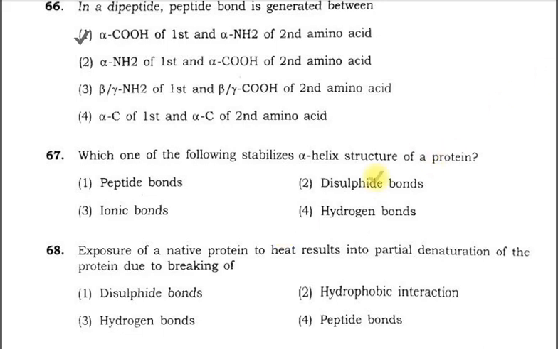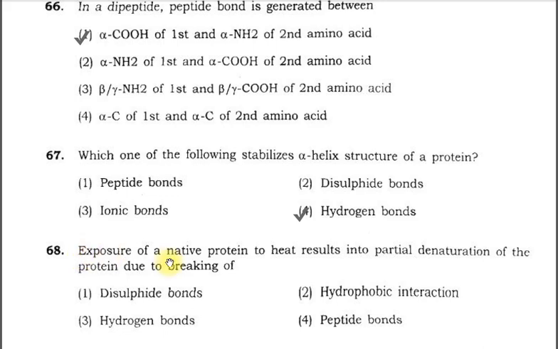So the correct option is option number 4, hydrogen bond. Alpha helix structure is stabilized by the hydrogen bonds between an amide hydrogen of one amino acid and the carbonyl oxygen four amino acids away. Question number 68, also from protein.